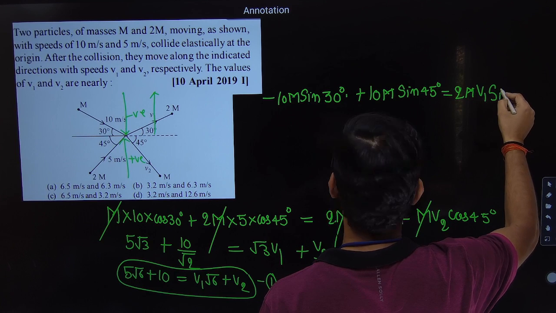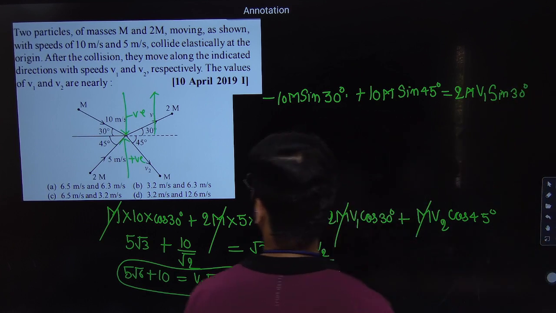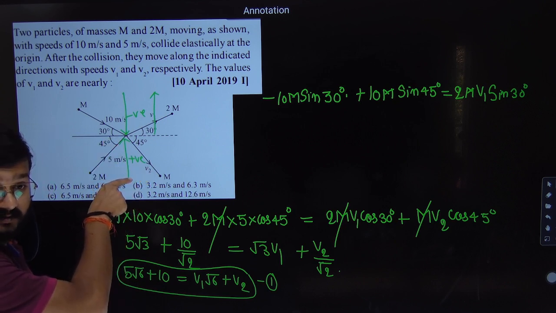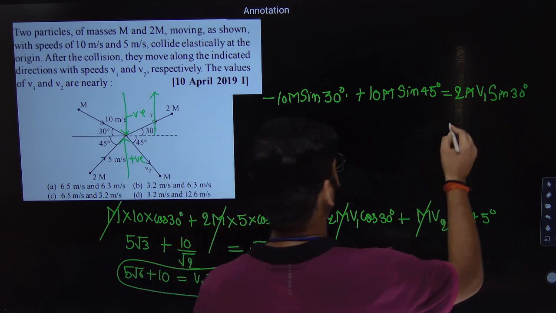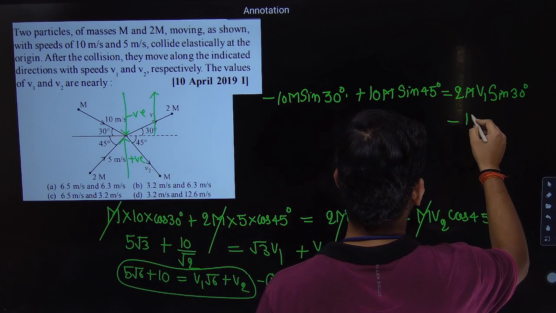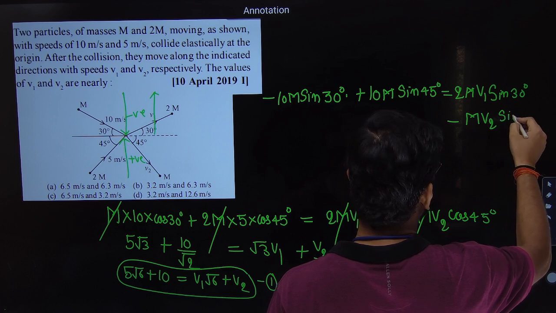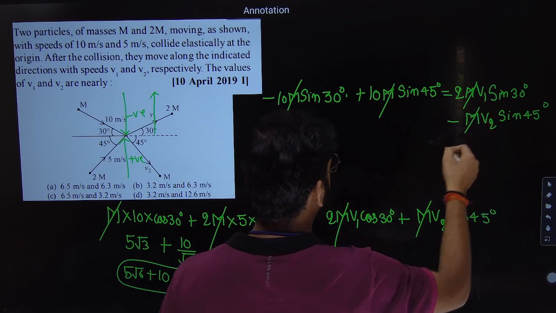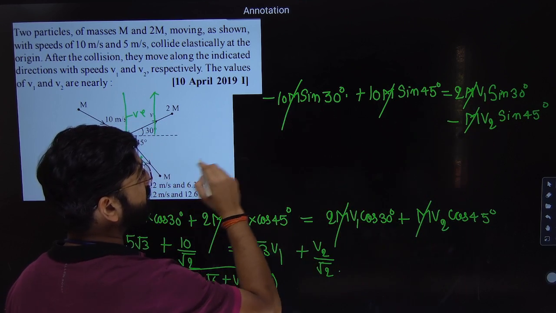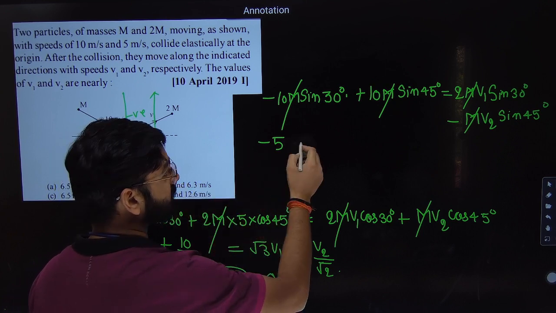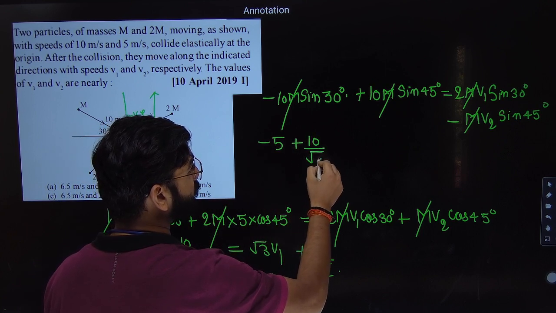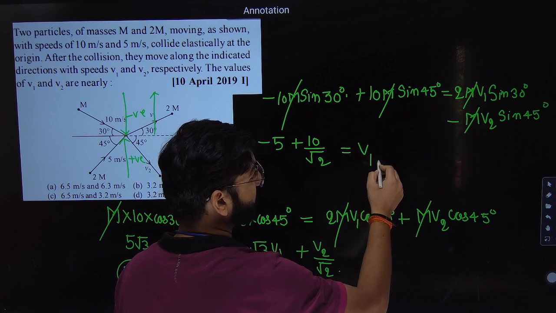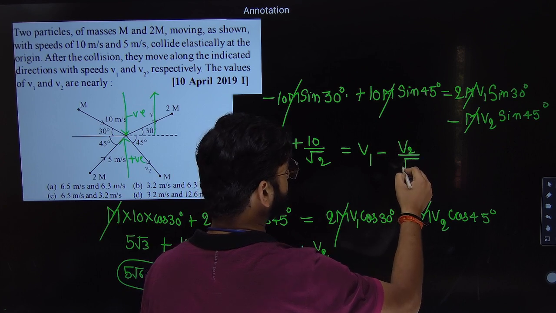v1 sine 30. If you see this one, this is moving upward or downward? Down. So the y component will be plus or minus? Minus. So minus m into V2 sine 45. So m, m, m. So sine 30 is what? 1 by 2. So this becomes how much? Minus 5. This becomes 10 by root 2. This 2 gets cancelled. So this will be how much? V1 minus V2 by root 2.